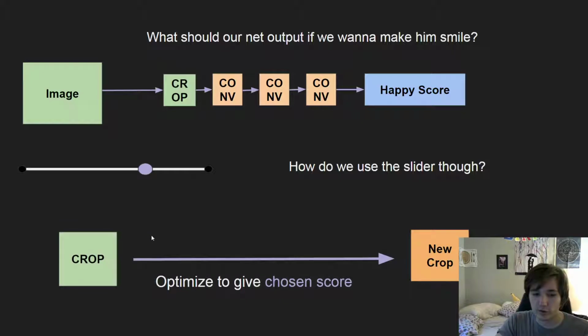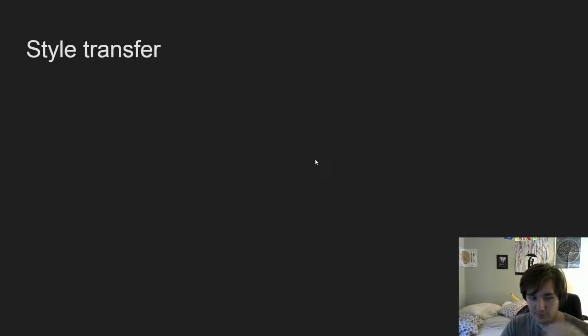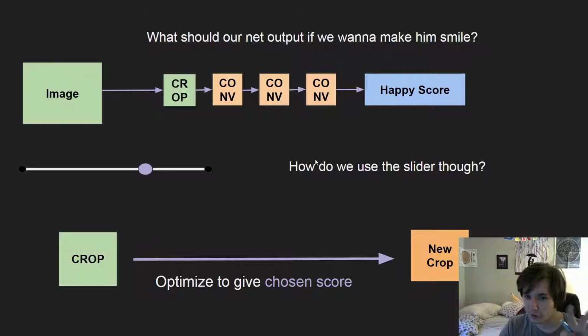All we have to do then is take the crop and optimize it so that it gives us the chosen score. We can use any sort of difference we want. We determine a simple loss between the output of the network on our crop and the output that we want, and then we backpropagate onto the cropped image, and we'll get a new crop after several iterations of that. And there we go. We can change his face. All right, so that's the Photoshop thing, very roughly.